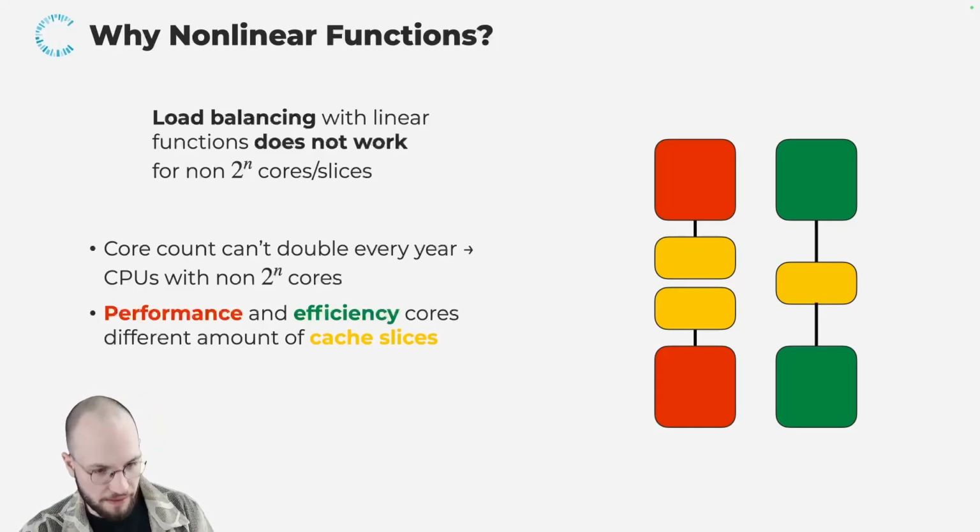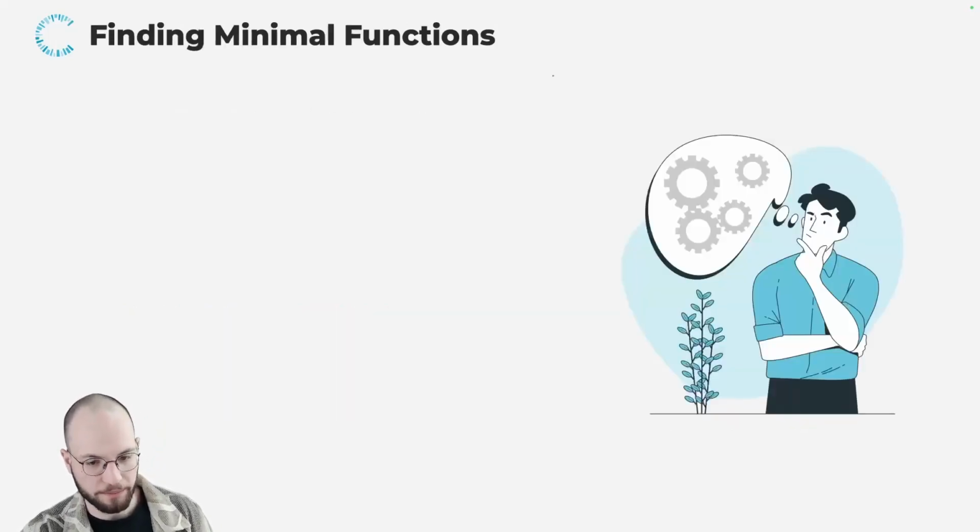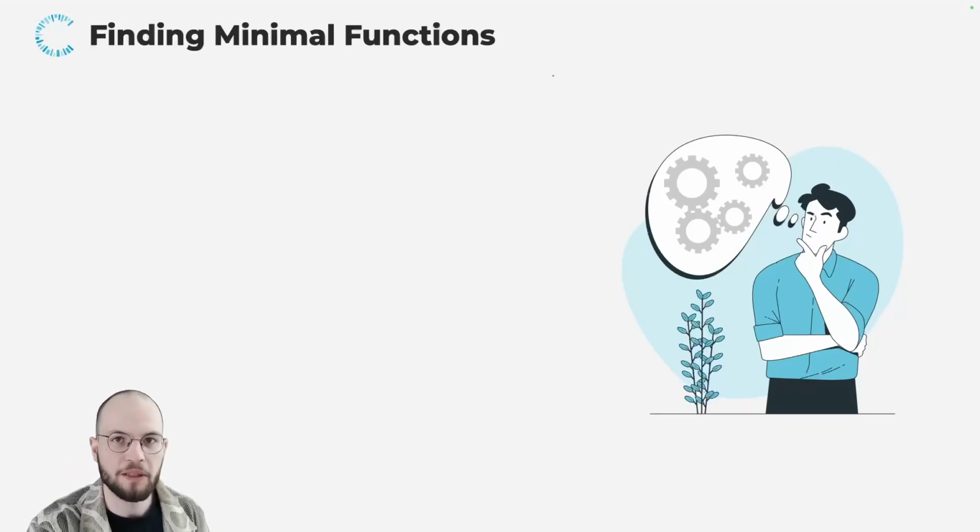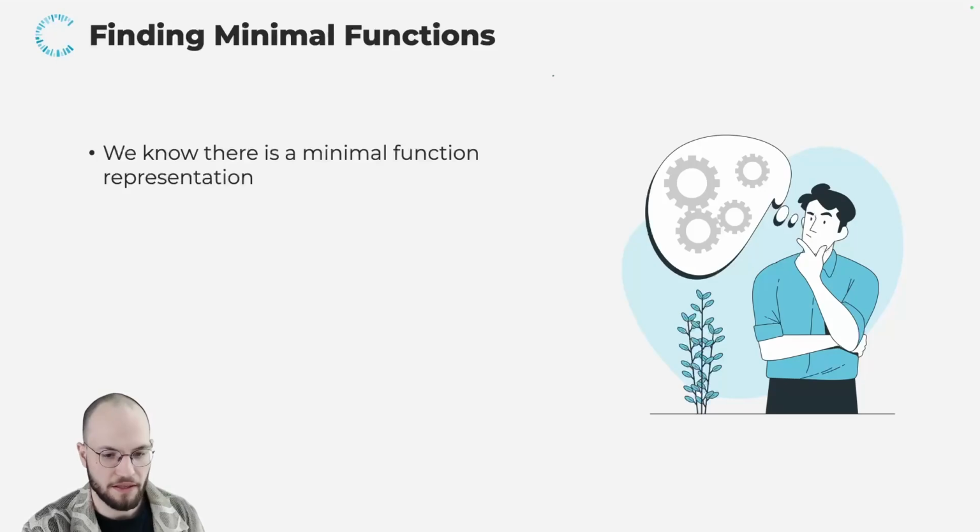And it brings us to how we find these minimal functions, and what is the problem with finding minimal functions if we assume that we can now have arbitrary Boolean functions as these cache slices. Well, we know that there's a minimal function representation, or something small that is manageable and built in hardware, and we ideally would like to recover something like that or something equivalent to that.